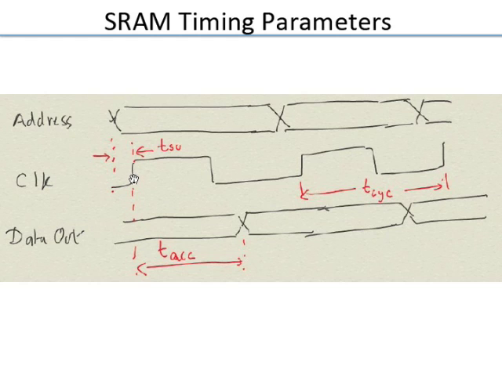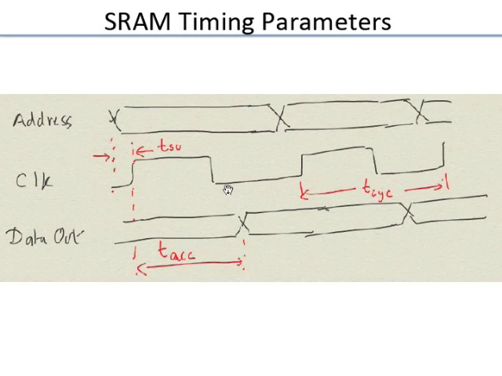Once the edge captures this address, the SRAM does its thing inside and then gives the data out. After some time the data comes out on the output port of the SRAM. This time is called the access time, the time required to access a piece of data item inside the memory. After some time you can repeat this operation again, and the period of repetition is the cycle time. What is the fastest period of repetition?